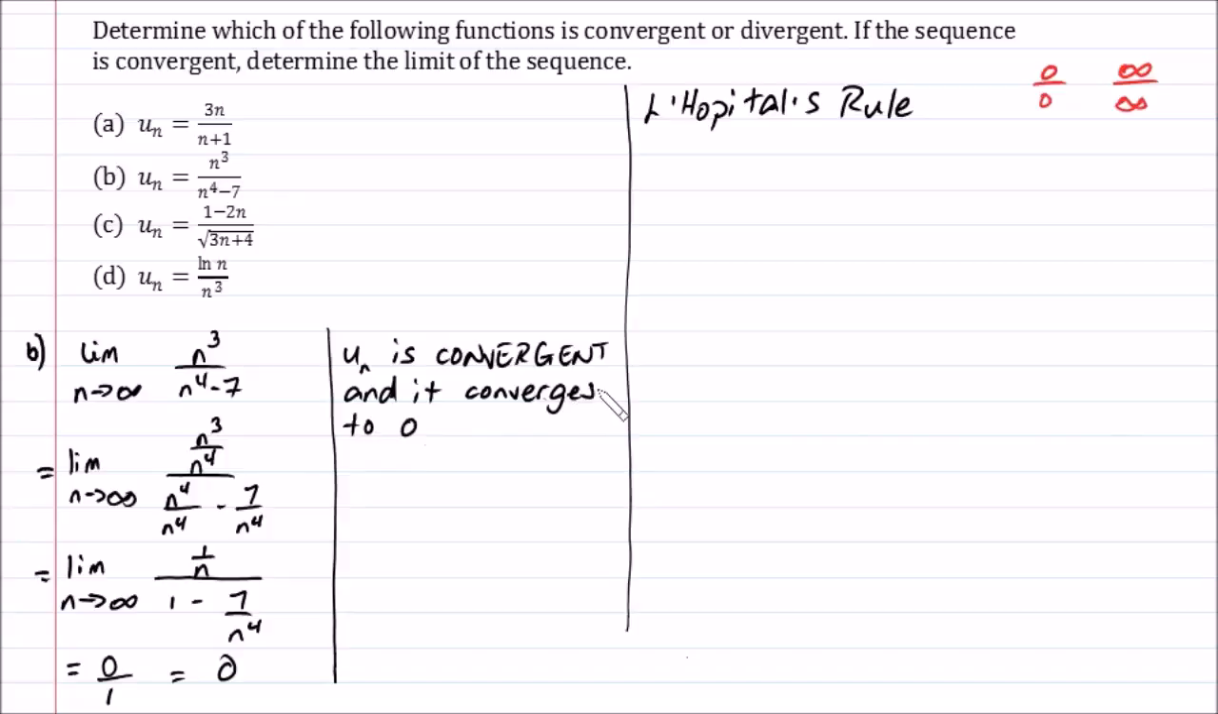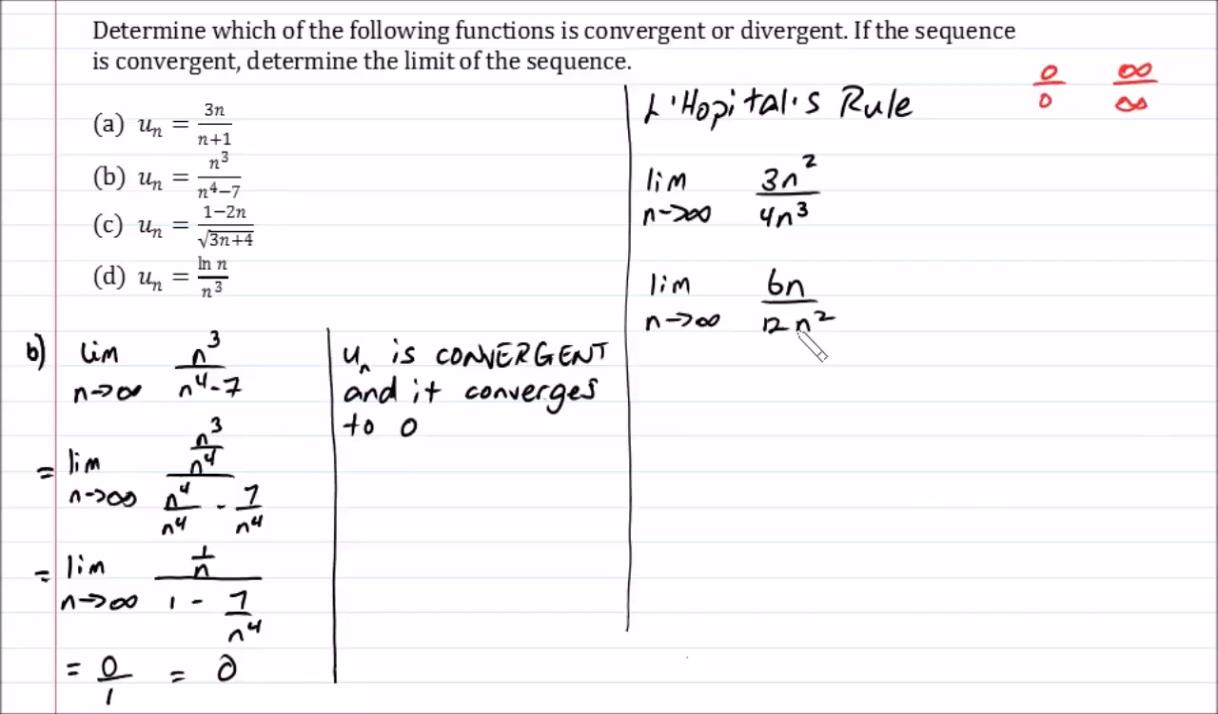Now let's look at it using L'Hopital's rule. We would have the limit as n tends to infinity of, we're going to differentiate this. We're going to get 3n squared divided by 4n cubed. Now clearly substituting n as infinity is going to give us infinity divided by infinity still. So what we do, we differentiate again. We now get 6n divided by 12n squared.